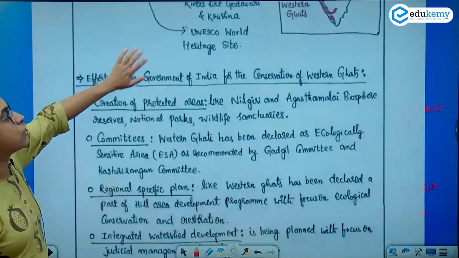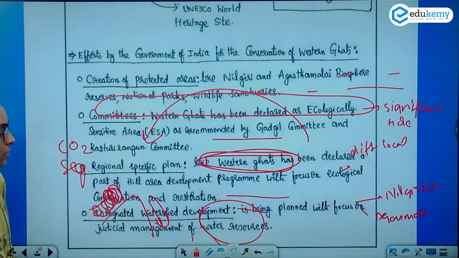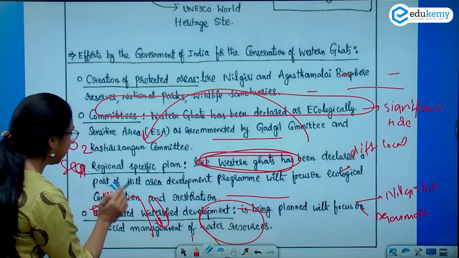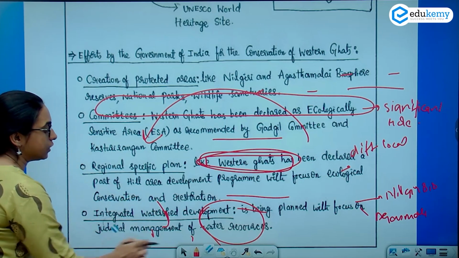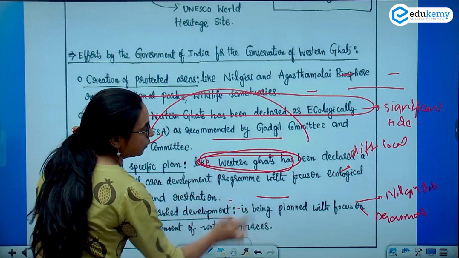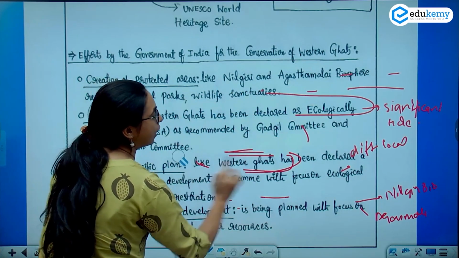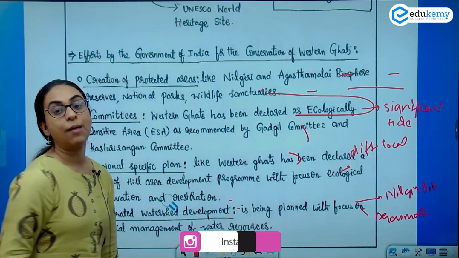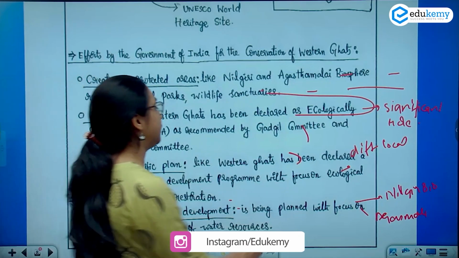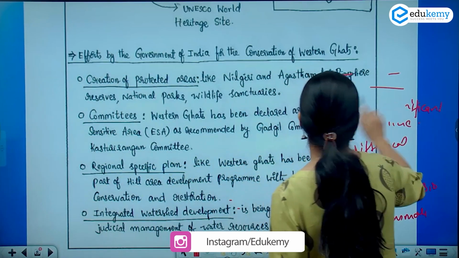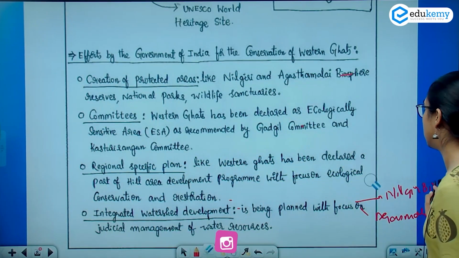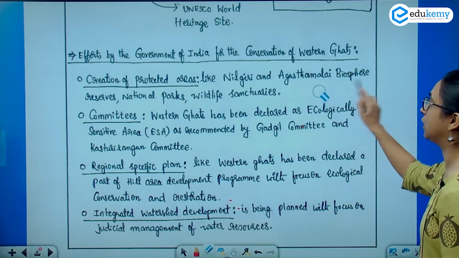Then the efforts for the conservation of the Western Ghats. What efforts have been taken? In the Western Ghats, biosphere reserves and national parks have been declared. So what will happen because of that? It will be kept inviolate, right? It will not be touched upon by a particular project.